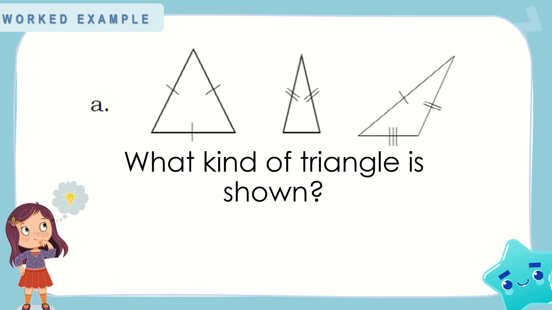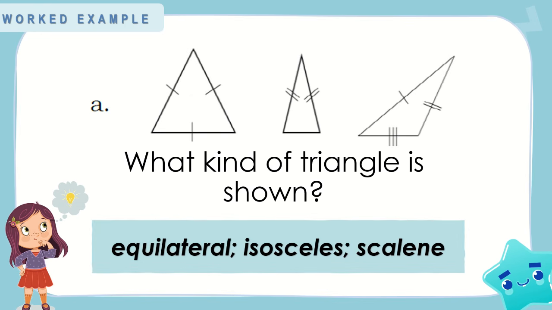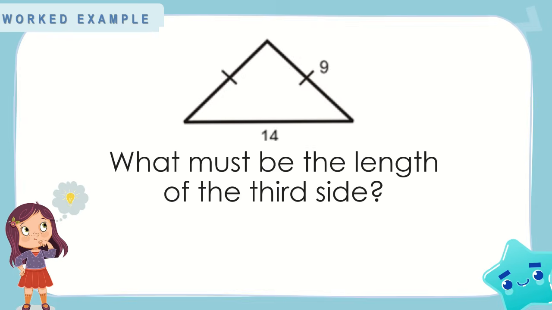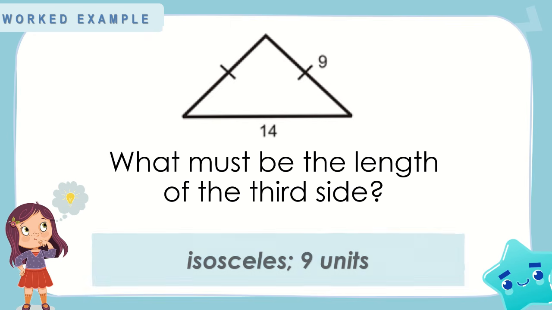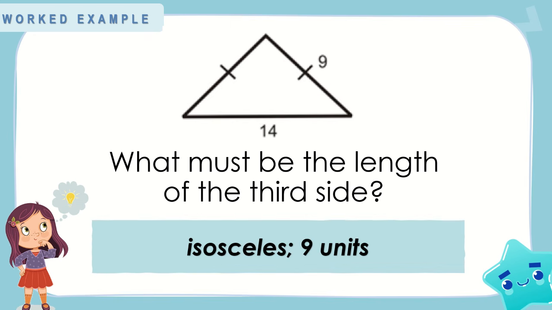For letter A, what kind of triangle is shown? You're right. It is equilateral. The second one is isosceles. And the third one is scalene. What must be the length of the third side? Very good. It is 9. And the triangle is isosceles.